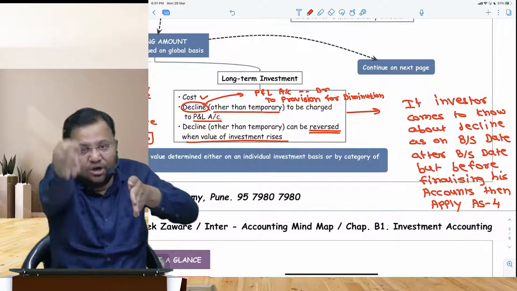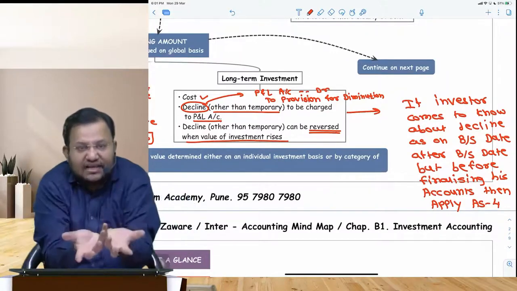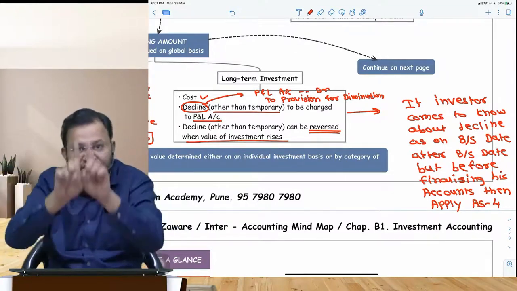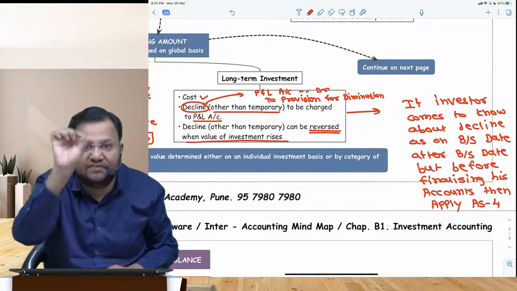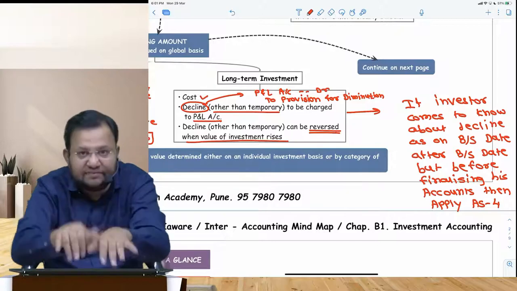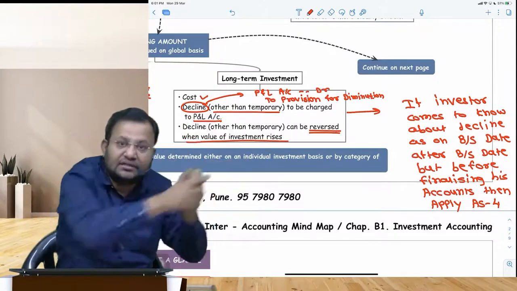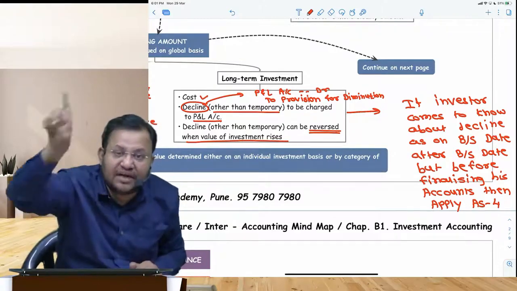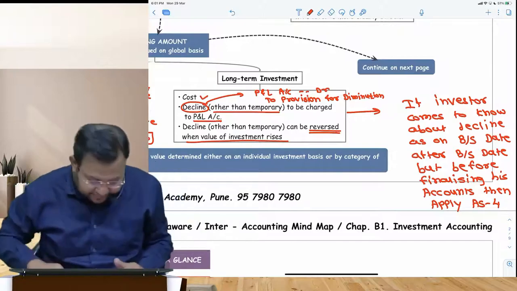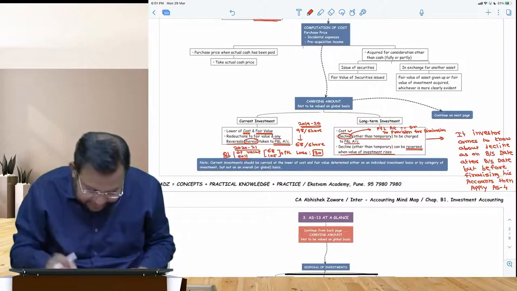Decline in the value of the investee company had already taken place on 31st March. Just that I came to know in the month of May. I should pass the entry in the month of May, but the date of entry will be 31st March. I repeat, the entry physically will be passed in the month of May because I come to know in May, but the decline relates to the condition existing as on balance sheet date. So the decline will be recorded on balance sheet date only.